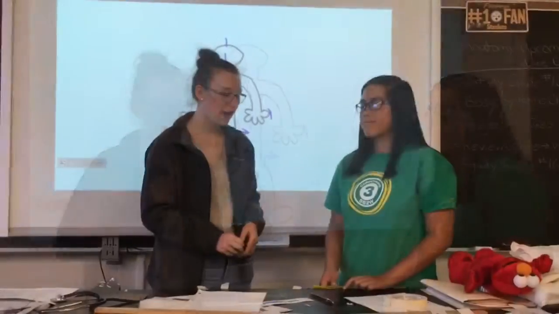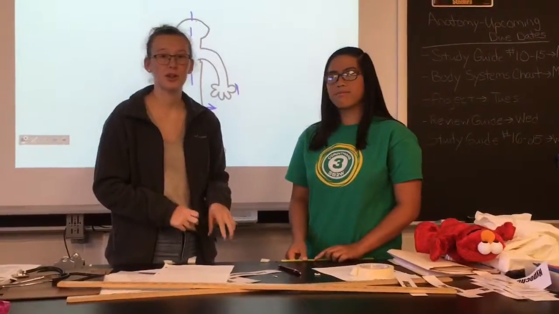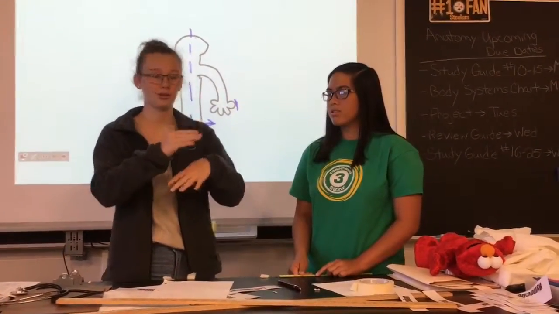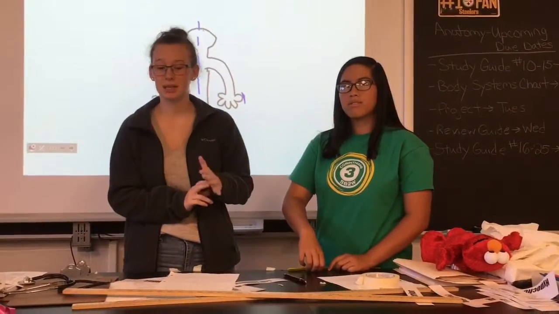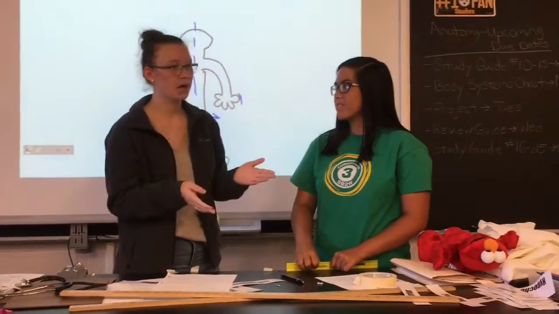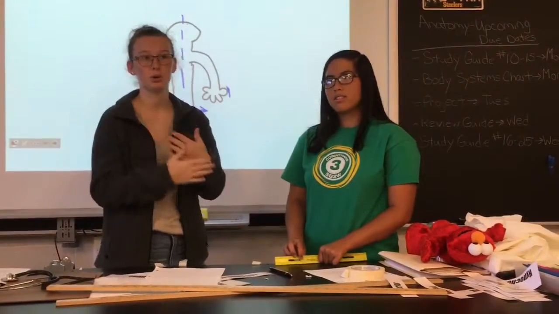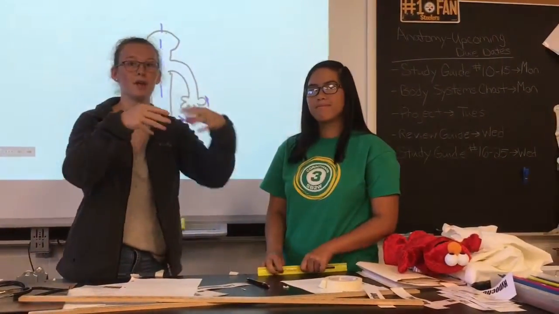Very good. Now we're going to go over superficial and deep. So superficial refers to closer to the surface. So Bianca's skin would be superficial to her muscle. The opposite of that would be deep. So Bianca's heart would be deep to her ribs because deep is away from the surface or underneath.